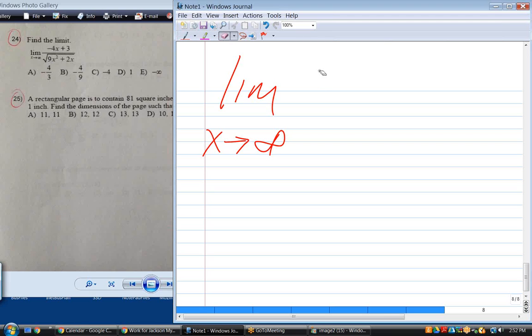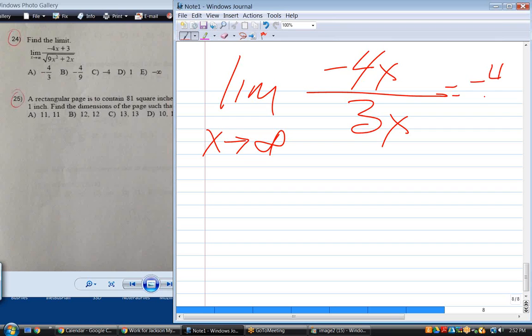So where do you think this limit's going? We have a minus 4x as the highest degree in the numerator. And if I just take the square root of the biggest thing in the denominator, I get 3x. So where's that limit going? Minus 4/3. Now the question is, if I add that 2x to the 3x, I would get 5x, and it would be minus 4/5, but that answer isn't on there.